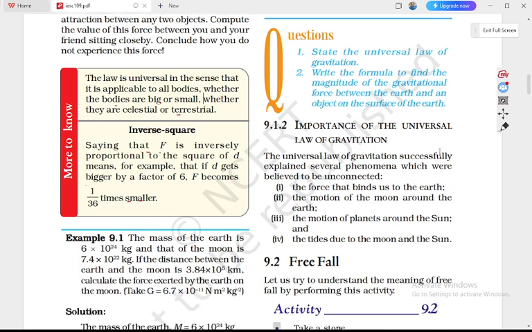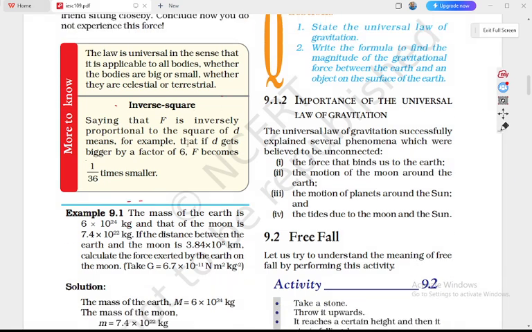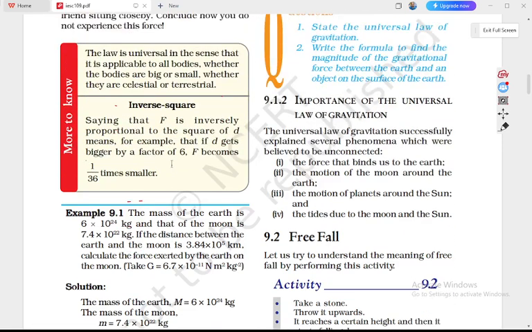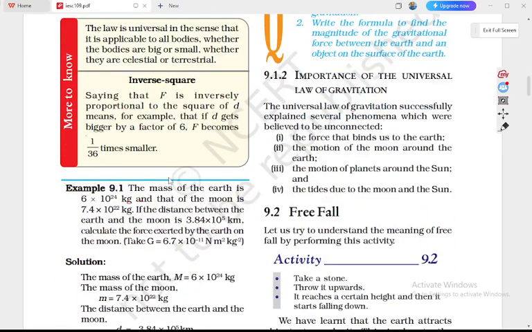Inverse square says that F is inversely proportional to the square of the distance d. This means, for example, that if d gets bigger by a factor of 6, F becomes 1 by 36 times smaller, right? There are various examples here; we'll do more later on. Now suppose there is an example, let us do it.